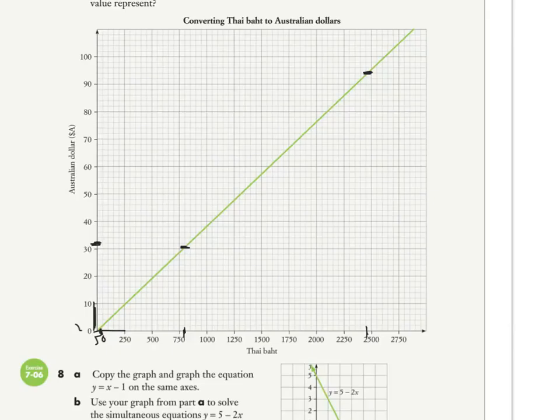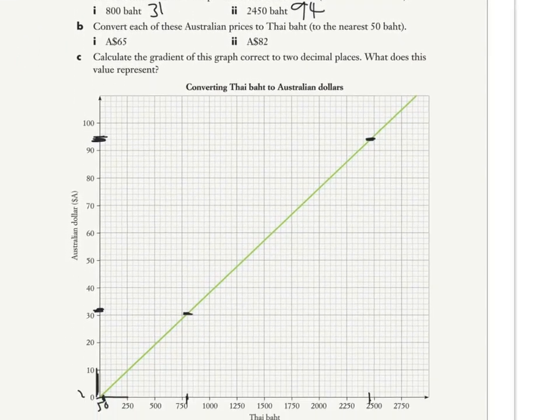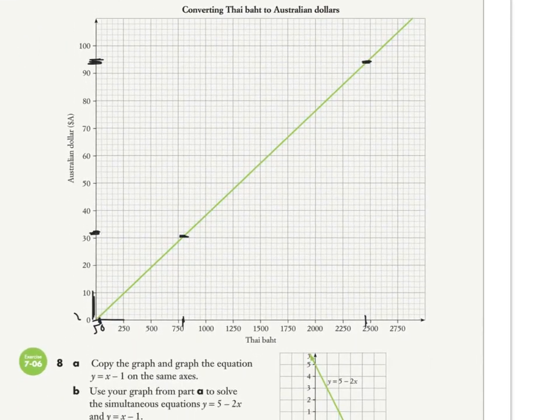Which is approximately there, which is basically on the $94 mark. Okay, now we're doing 65 Australian for Thai baht, so 65, which is just about there. So we go across and just there, so we go down and you get 17, right on the line, 1700.